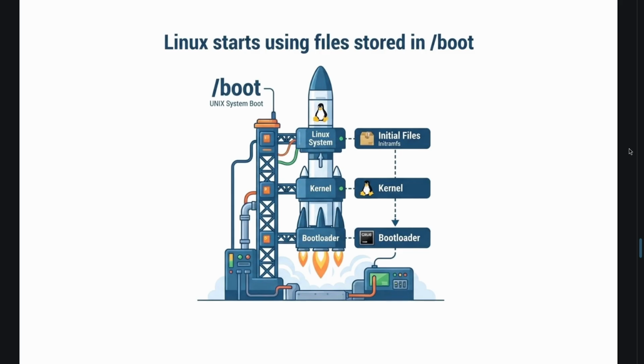So now let's see how Linux actually starts. Everything required for booting the operating system lives inside the boot directory. This includes the Linux kernel, the bootloader, and the initial RAM file system. So when you press the power button, the system first loads the bootloader. The bootloader loads the kernel. The kernel starts the operating system. So without this boot directory, Linux cannot start the system.